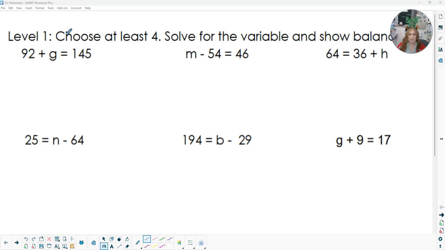For level 1, you have to choose at least 4 of these problems. You can do more if you feel like you need to practice, or if you like them. It asks us to solve for the variable and show the balance. If you do not have the balance, they will not be correct.